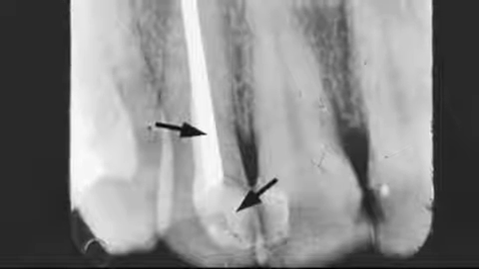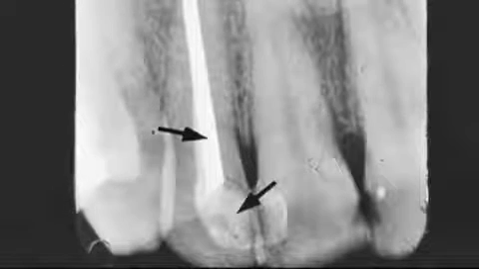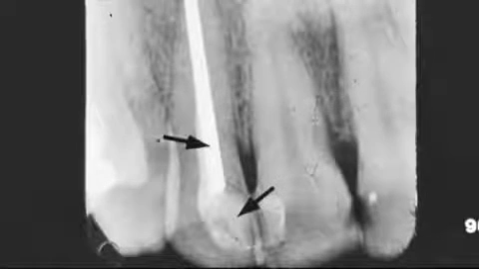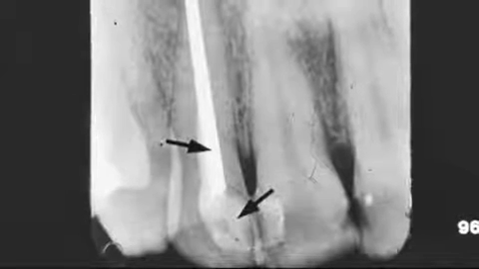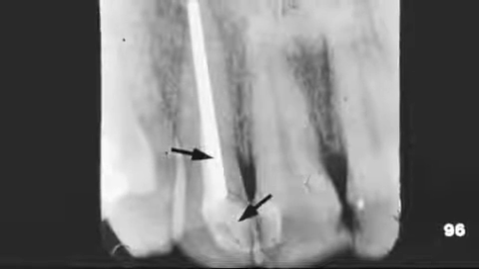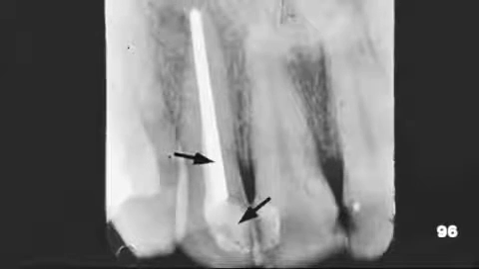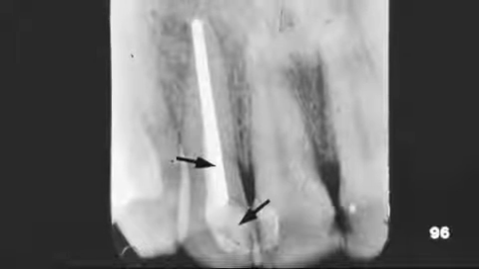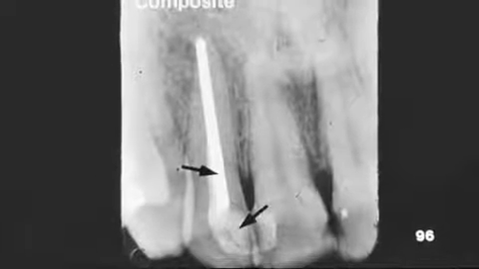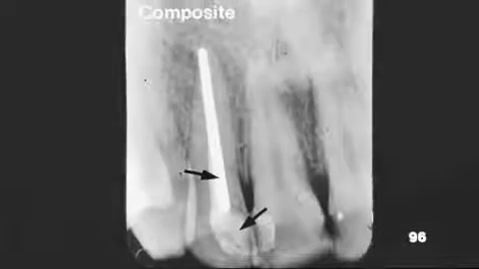The lower arrow points to composite, a radio-opaque filled resin used as an anterior filling material because it is tooth-colored. The arrow above this points to a silver point root canal. Silver points are not used anymore for root canals, but you may see them in your patient's radiographs.